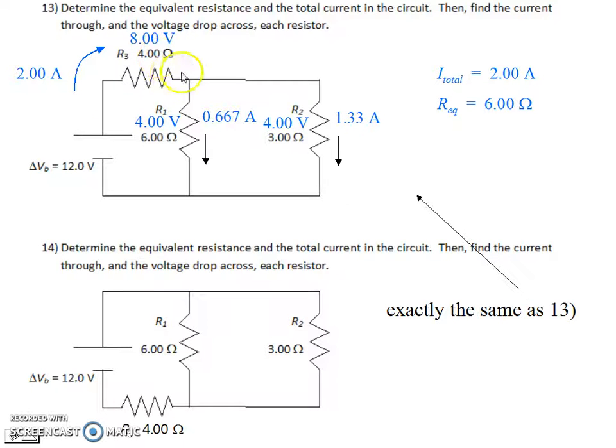So we have a 4 ohm resistor before this junction. Now we have a 4 ohm resistor after this junction. The circuit doesn't know that. Once we put these resistors in this configuration, 4 ohms in series with a combination of 6 and 3 in parallel, that's what happens. REQ is set up as 6 ohms, and the current just sort of knows what to do.